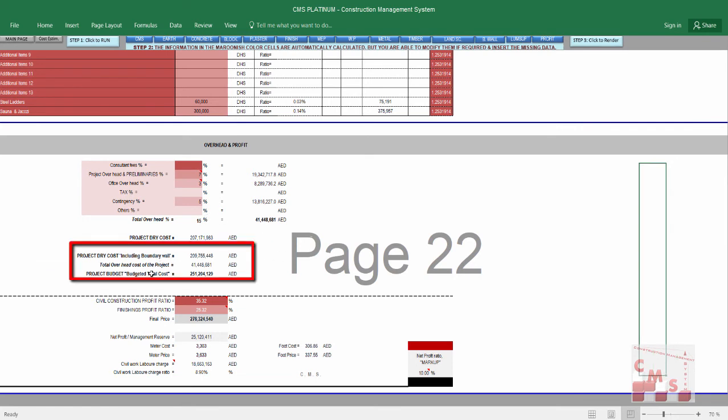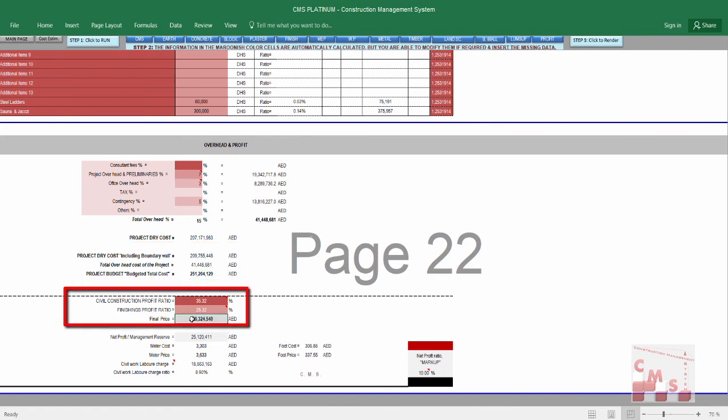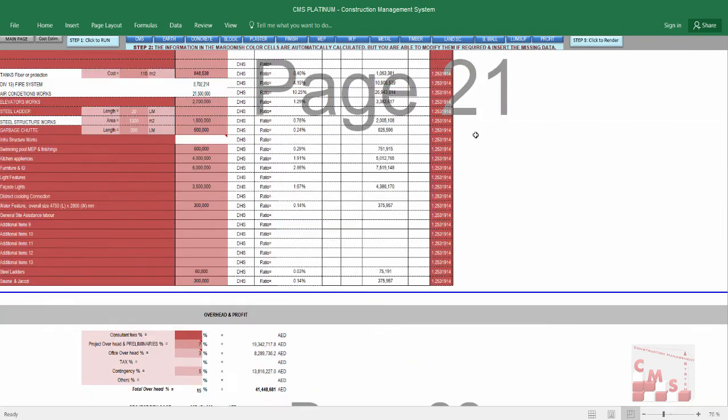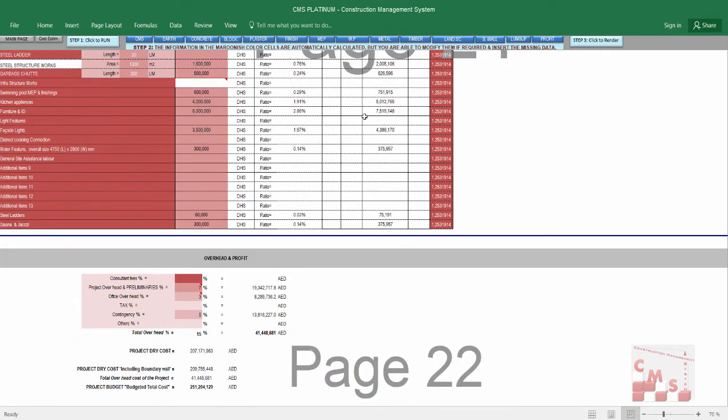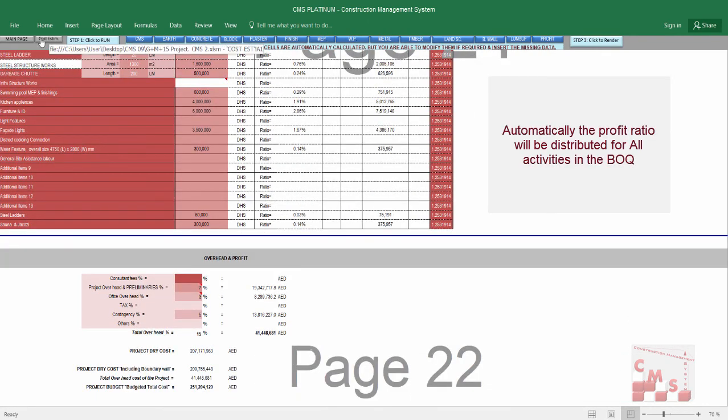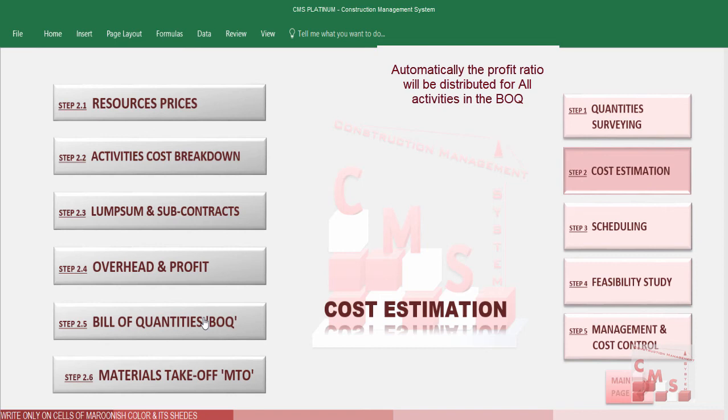Now we have a final dry cost for the project. We have a budget for your project, which is not allowed to be exceeded during the project execution. And we have now the final price. This price and all these prices, you'll find automatically reflected in the BOQ, as we'll see now.